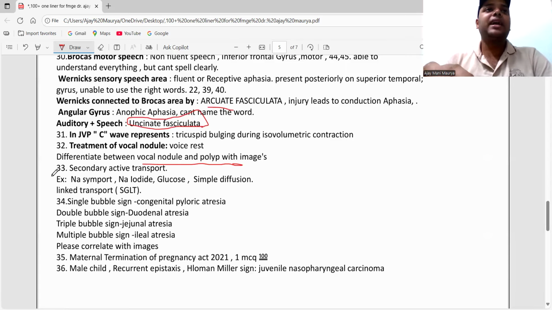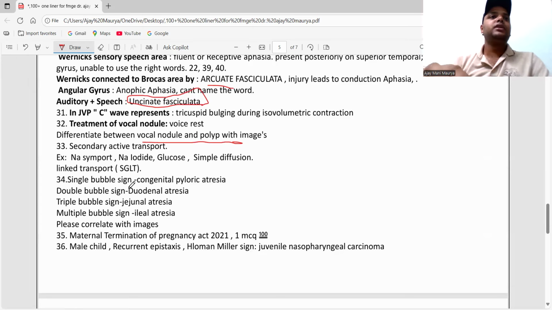Next one, the secondary active transport. These are the examples. Next one is the 34: single bubble, double bubble, triple, and multiple bubbles. Everyone knows about this one. Try to correlate with the images.